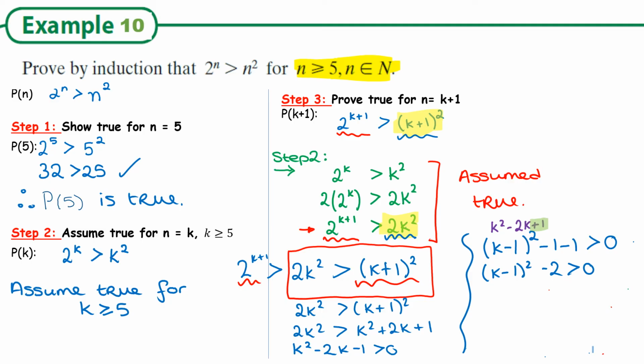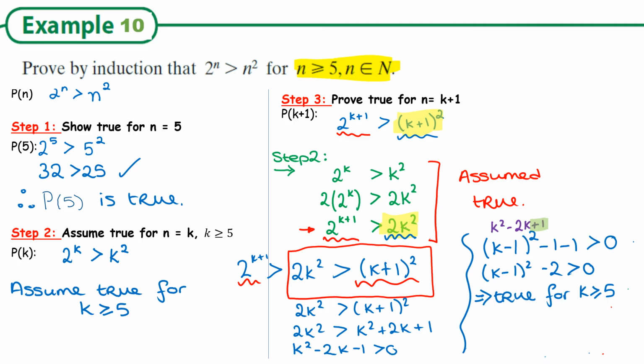Is that true? Well, for any k greater than 5, yes, that will be true. Because once I put in k equal to 5, that's 5 minus 1, which is 4. So 4 squared minus 2 will be positive. Therefore, any number bigger than 5 will be absolutely fine. True for k greater than or equal to 5.